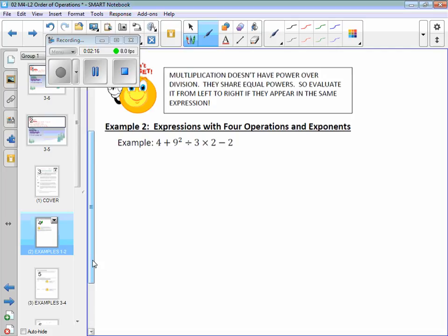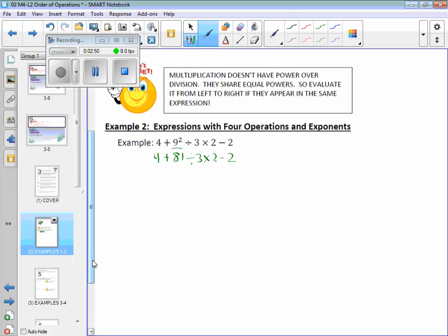PEMDAS. Right, your exponent. You underline it. 9 squared gets underlined. What's 9 squared? Correct. 81 goes right underneath what you've underlined. Bring down the survivors. Everything else exactly the way it's written, untouched. Now, I will tell you this. If there was another exponent in that first line, you can do both exponents at the same time. You're allowed to do that.